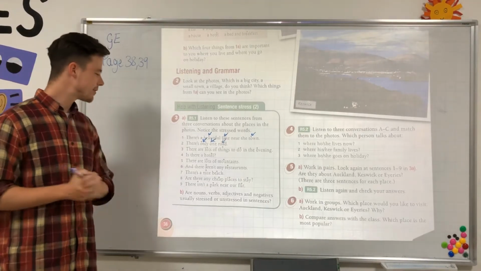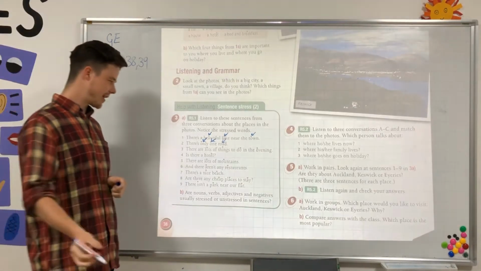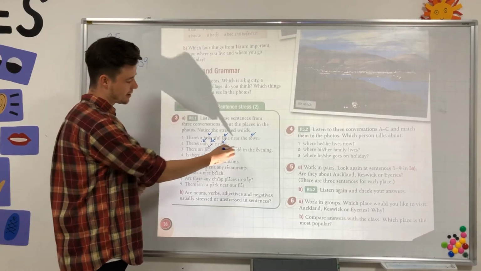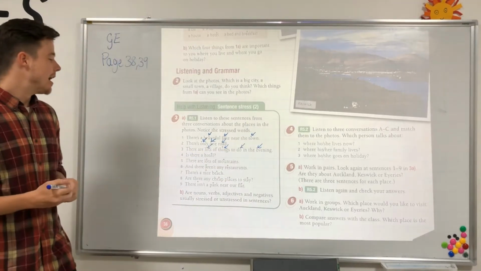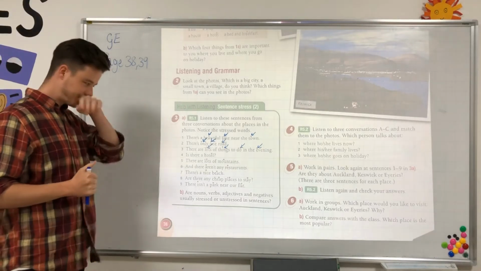Part 3, there are lots of things to do in the evening. Now we have stress on 4 of our words. We have lots, things, do, and evening. There are lots of things to do in the evening.